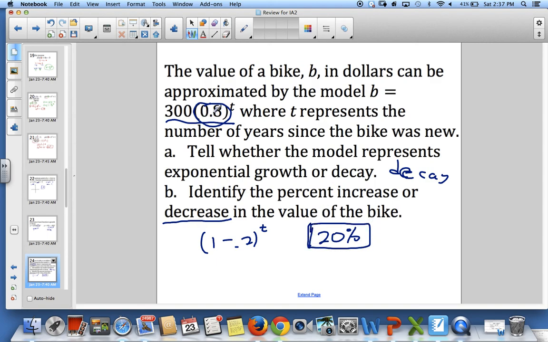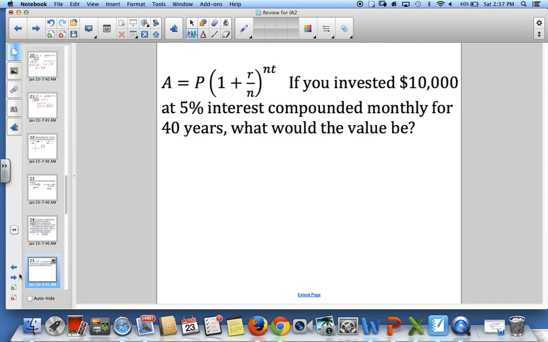Okay. If this were bigger than 1, then it would be growth, but the same idea. I'd compare it to 1. So whatever that number is here is my percent decay or growth. Now, generally, we might ask a problem, what is the value after 5 years? Then we just make the t a 5 and plug it into our calculator. All right, this one here.